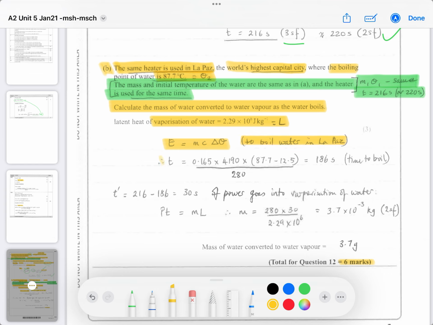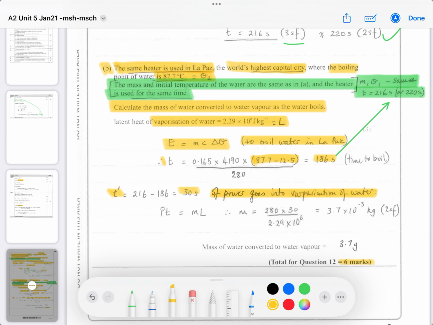And therefore, the time that you would need to boil the water, if we do exactly the same method as before, the only thing that changes is temperature change. It will only take 186 seconds to boil in La Paz. So you've got 30 seconds less if you compare it with the time that it took in London. So 30 seconds to spare, and that's how I did it. This is not how the mark scheme does it. I think my method is clearer. So the time difference would be 30 seconds. So you save 30 seconds of energy, and 30 seconds of the power use goes into now vaporization of water.